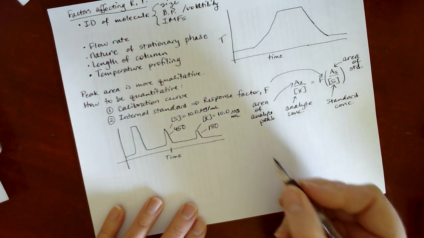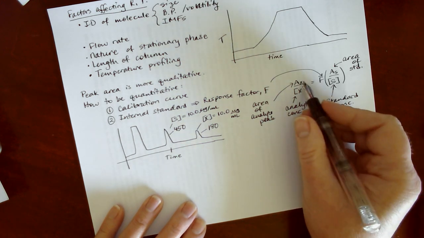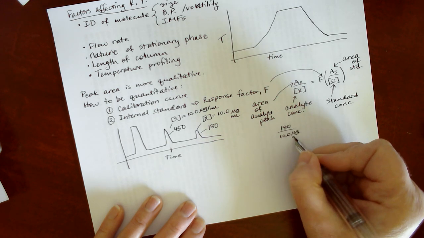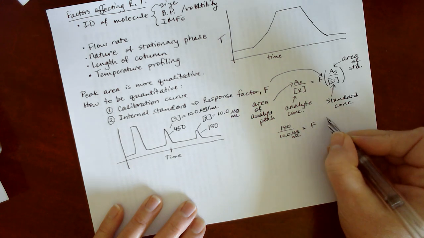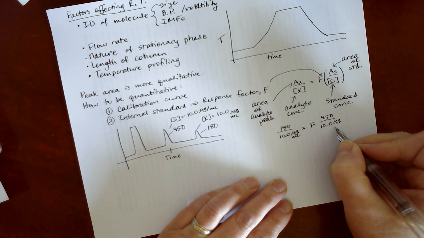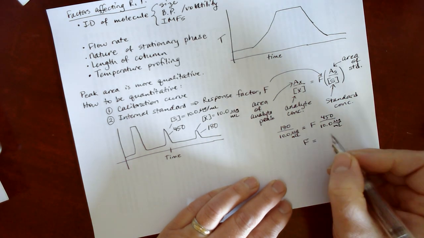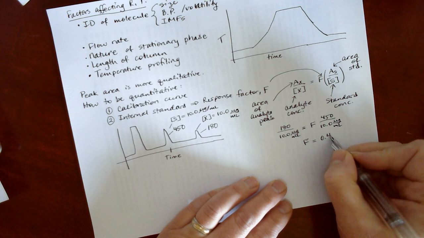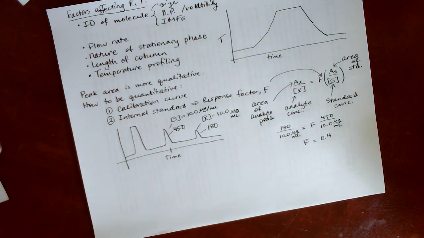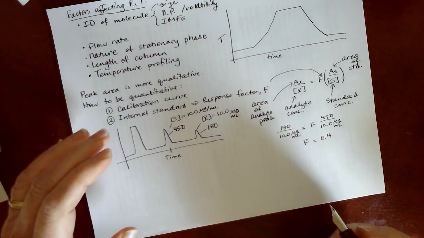So if we did the math here and we put these guys in, the X, their area is 180, and then we've got 10 micrograms per milliliter. And then F is what we're solving for. So over here we've got 450 over 10 micrograms per milliliter. And so if we solve for that response factor, you can do the math, you get 0.4. So in other words, the analyte is detected better, or excuse me, is not detected as well as the internal standard is in this particular example that I made up. Okay, it doesn't necessarily have to be the same.